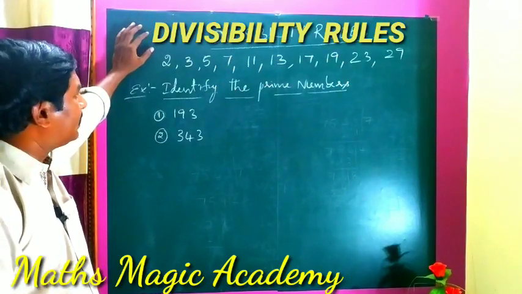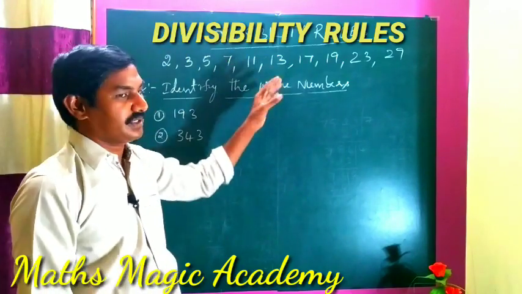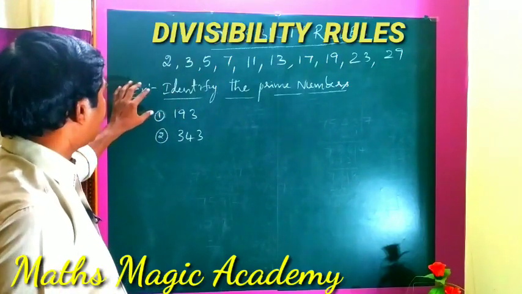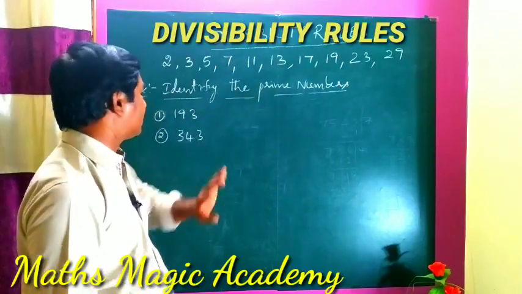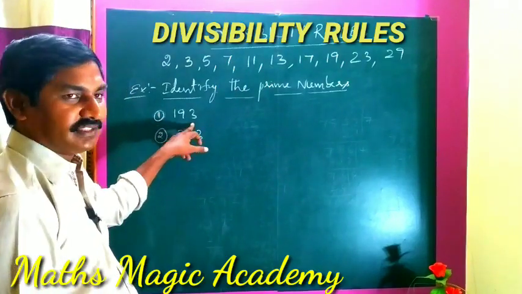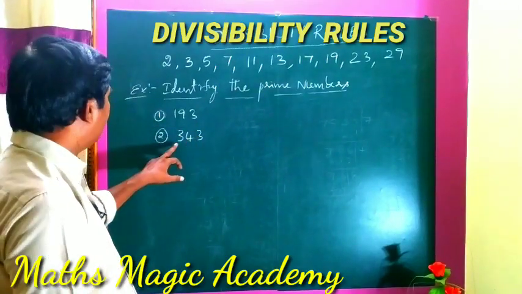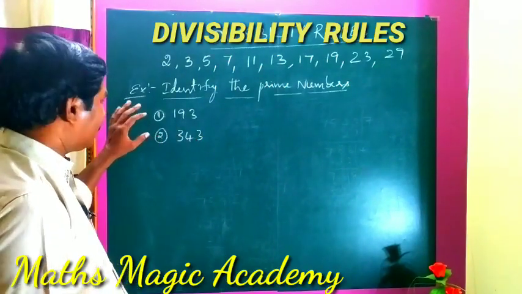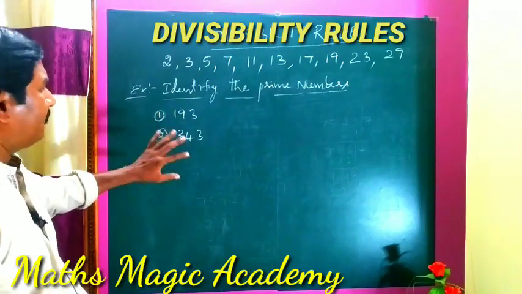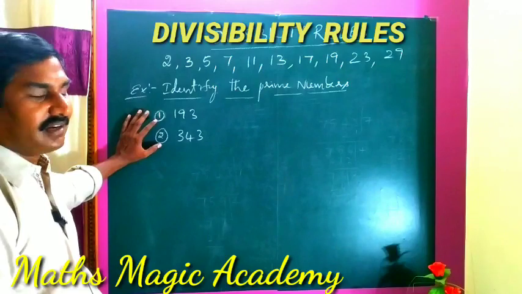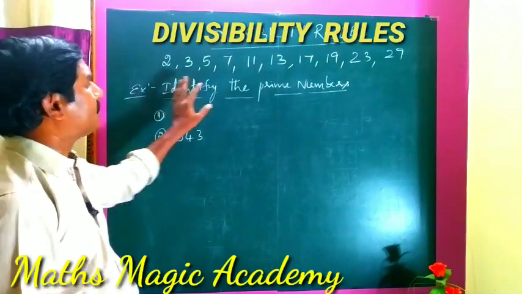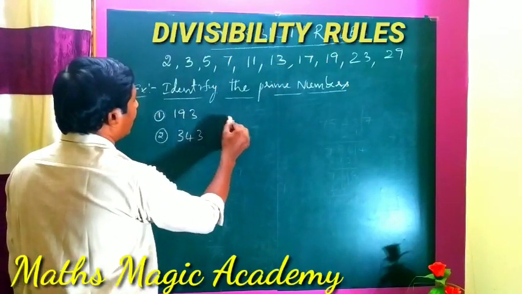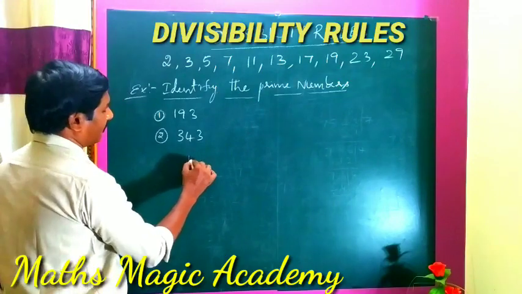But we can check how those divisibility rules are useful by checking one problem. Here one of the problems is given like that. Identify the prime numbers. 193, whether it is prime or not, we have to check. And 343, is it also prime or not, we have to check. While checking whether 193, 343, or any number is prime or not, there is a process. In this process, the divisibility rules are useful. See here, first I am going to check whether 193 is a prime number or not.